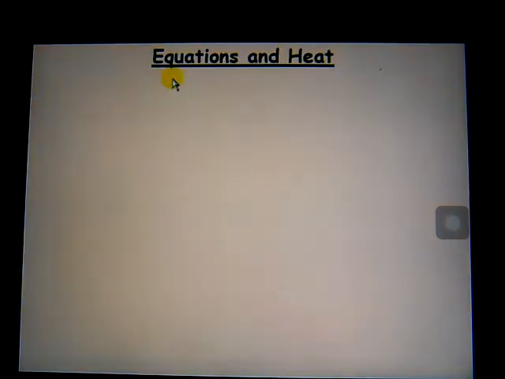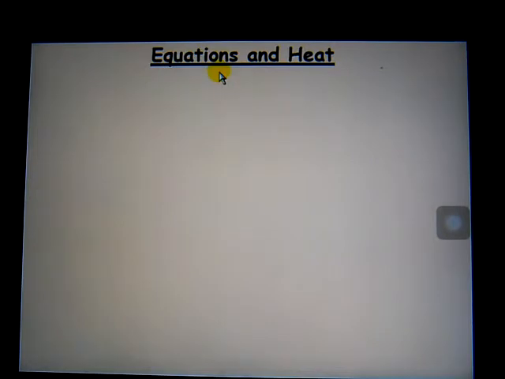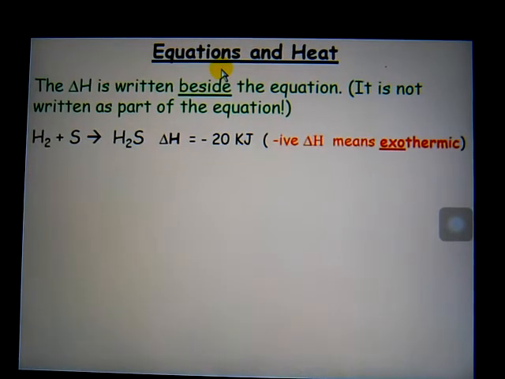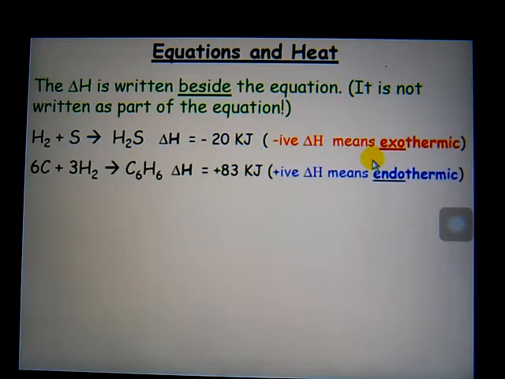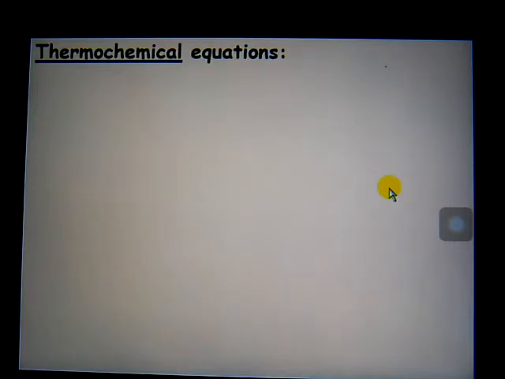Let's have a look and see how enthalpy and heat are dealt with in chemical equations. In one type of equation, the delta H is written beside the equation. It's not really part of the equation. There's no plus sign or anything between them. If delta H is negative, it means enthalpy is going down, and this is an exothermic reaction. Here's a reaction where, again, the delta H is beside the equation, and this time it's positive. So if delta H is positive, it means it's an endothermic reaction.